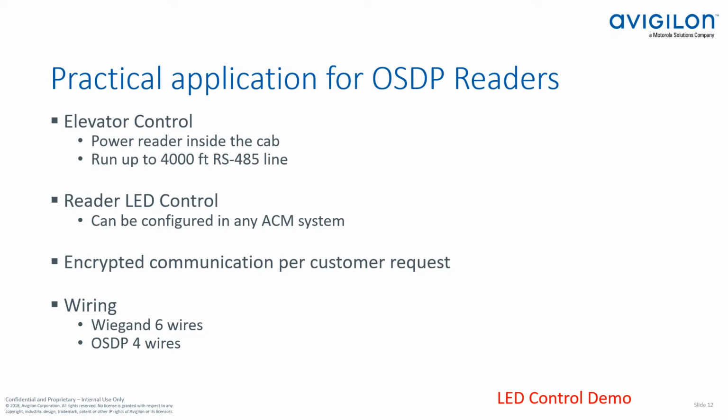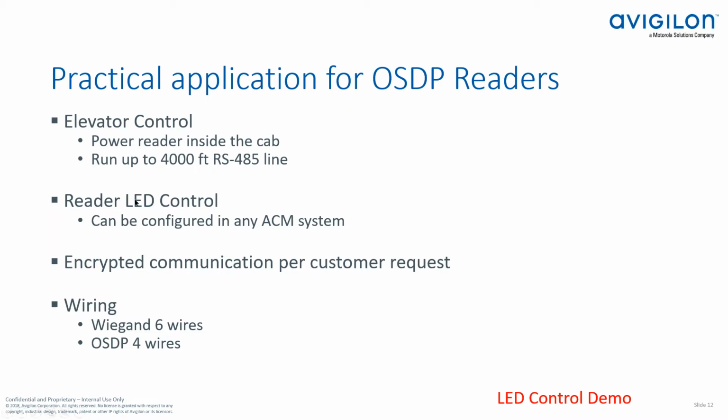If I do an OSDP reader, all I have to do is run 2 wires into that travel cable, which sometimes is a problem as well, getting the number of wires in there. So I can run that and go up to 4,000 feet. And all I'm going to do is just power that reader locally inside the cab, grab power from the cab itself. Okay, much easier. It's a very good application.